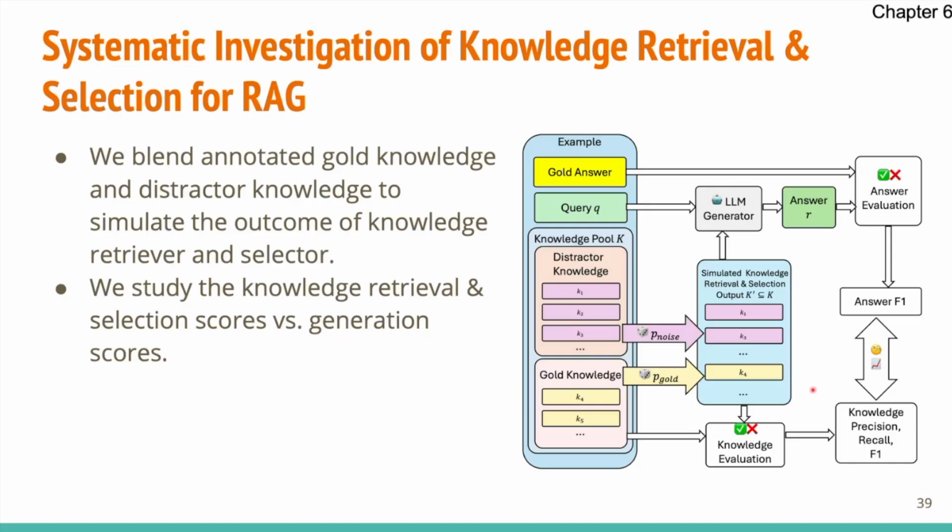We repeat this procedure multiple times to simulate the outputs of the knowledge retriever and selector at different knowledge scores, in order to answer the research question of why knowledge selectors are not as helpful as prior works claimed before.